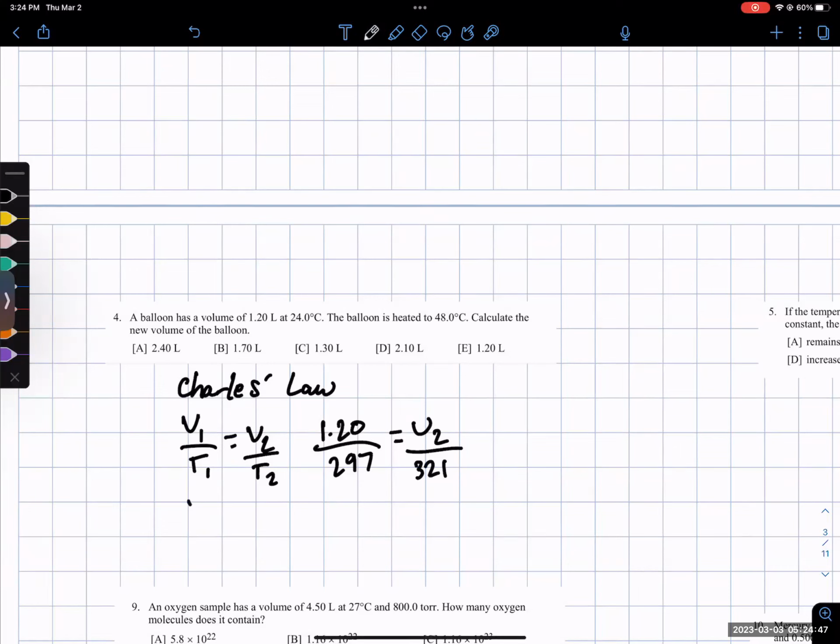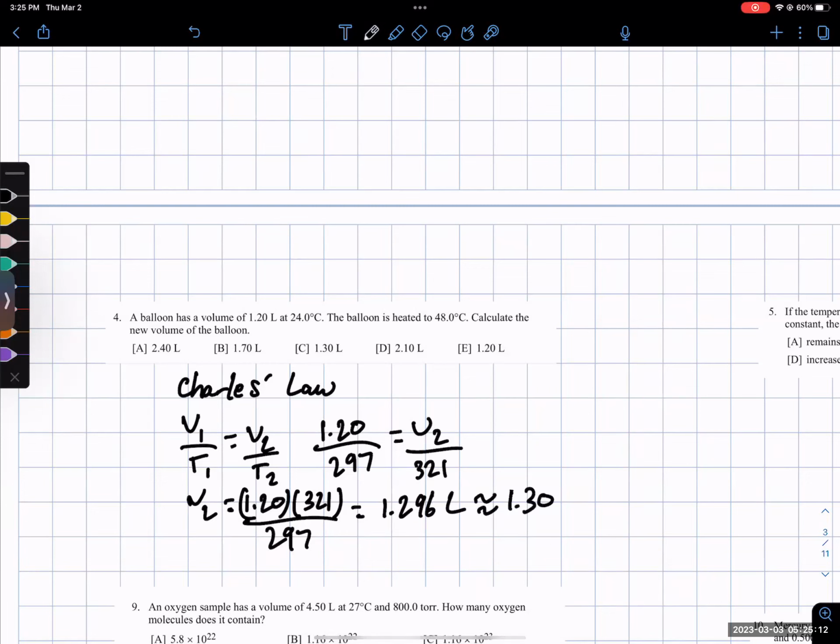All right, so our V2, once again, is going to equal 1.20 times 321 all over 297. If we solve that out, we get 1.296 liters, which corresponds to answer choice C if you round. All right. Questions about that? Does that make sense?